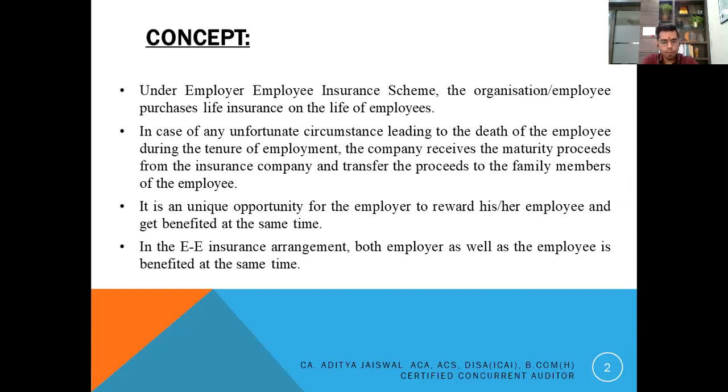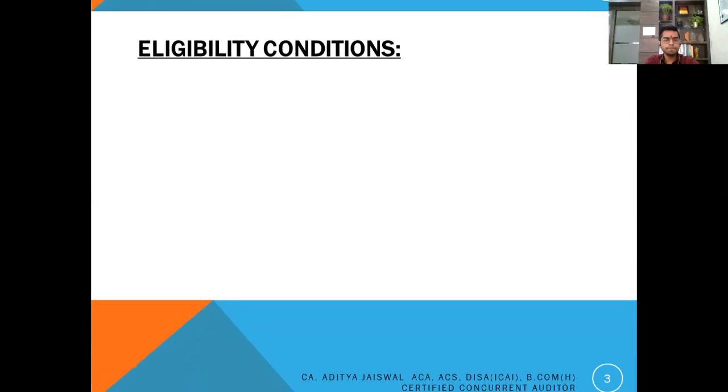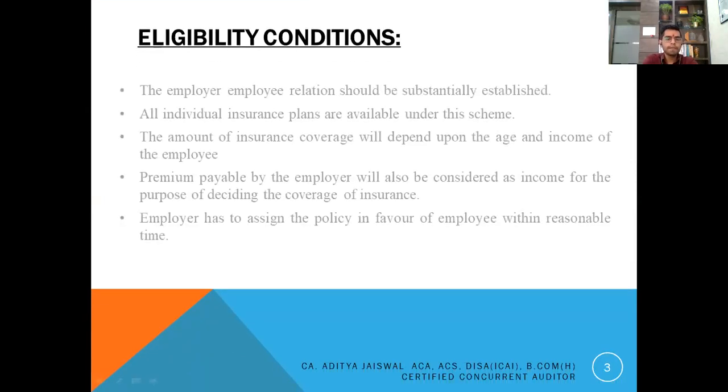It is a unique opportunity for the employer to reward his or her employee and get benefited at the same time. In the EE insurance arrangement, both employer as well as the employee are benefited at the same time. Friends, this is in a nutshell. We'll be discussing each and every point in detail in the upcoming slides. So let us proceed with the eligibility conditions.